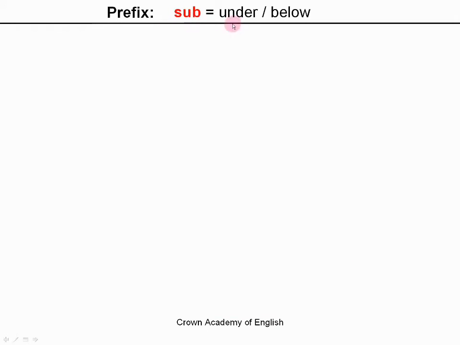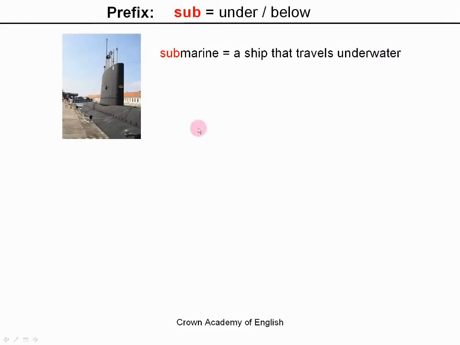Sub means under or below. A very good example is submarine, a ship that travels underwater. The Royal Navy has several submarines. Okay, the Royal Navy, this is the British Navy.